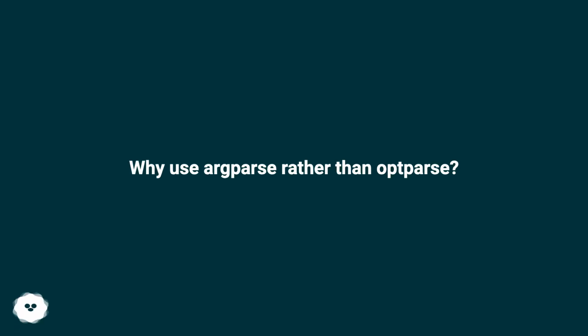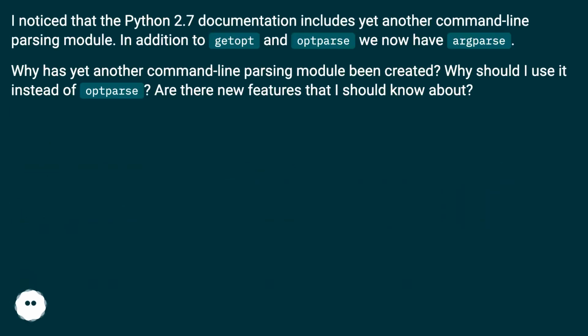Why use Argparse rather than Optparse? I noticed that the Python 2.7 documentation includes yet another command line parsing module. In addition to getopt and Optparse, we now have Argparse. Why has yet another command line parsing module been created? Why should I use it instead of Optparse? Are there new features that I should know about?